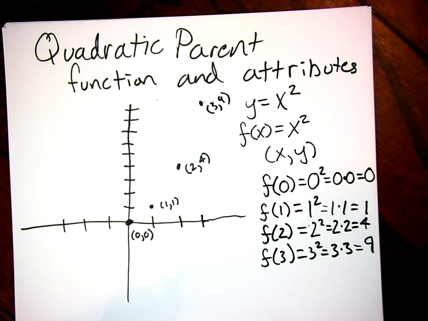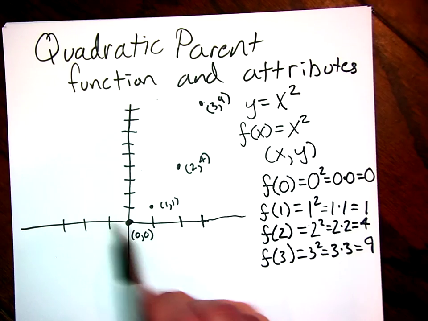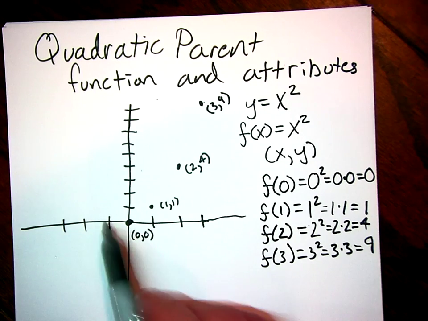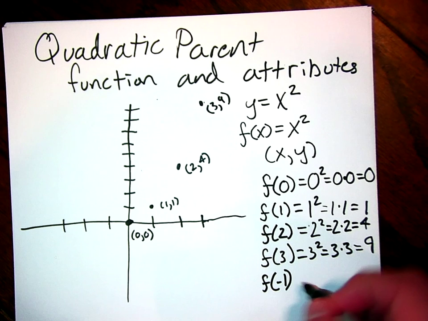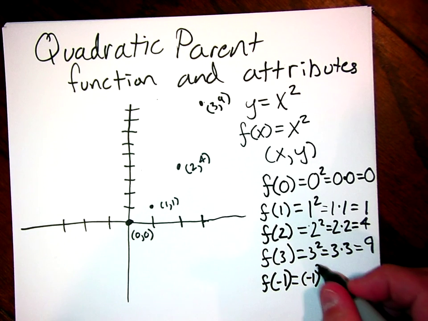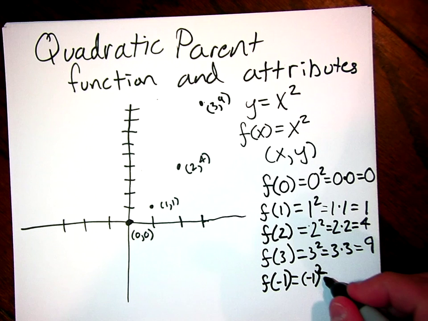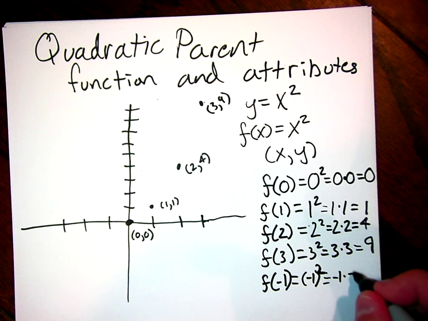Now, let's go on the negative side. What if my input, my x value, is negative 1? Well, that's going to give me negative 1 squared, or negative 1 times negative 1, which is the same as positive 1.